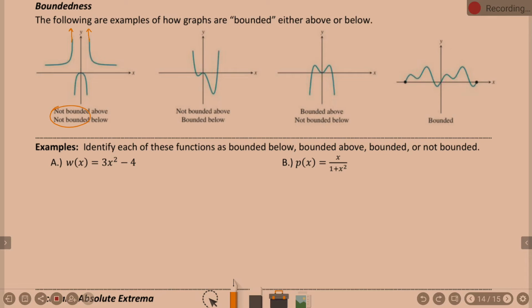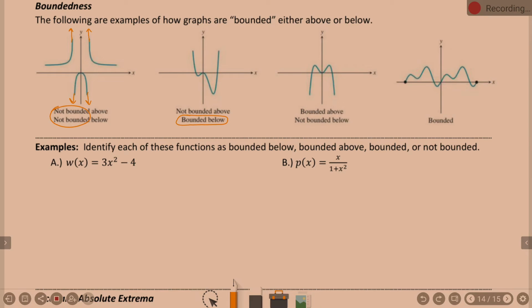What about below? Is there a floor or a lower boundary this graph will never cross? No, that graph is going infinitely down, so this graph is not bounded below. So this graph is an example of not bounded. It's not a physical line drawing, but you could draw in an invisible boundary line your graph would never cross. In this case, there's no line I can draw in above or below where my graph won't cross it, because it's going infinitely up and infinitely below. So, not bounded.